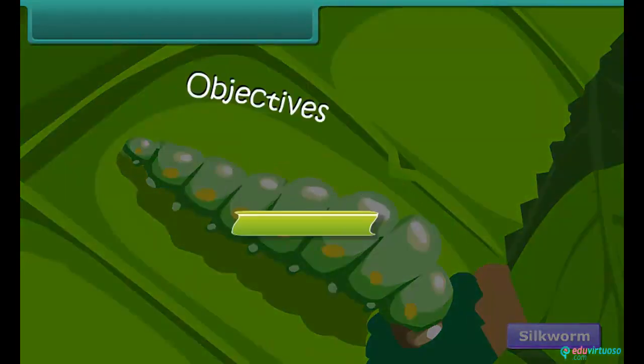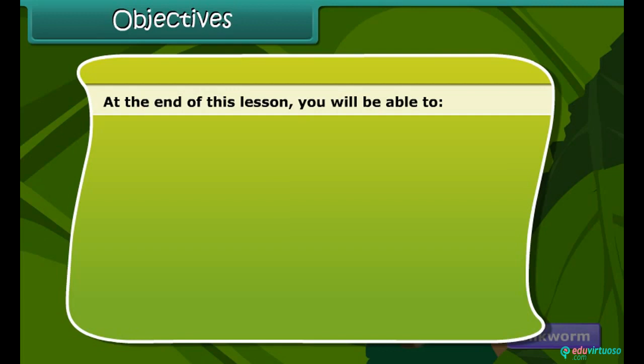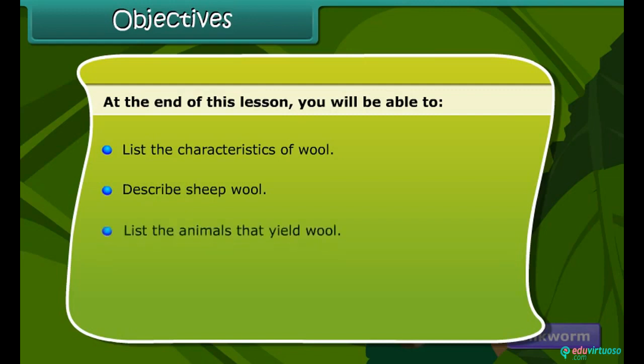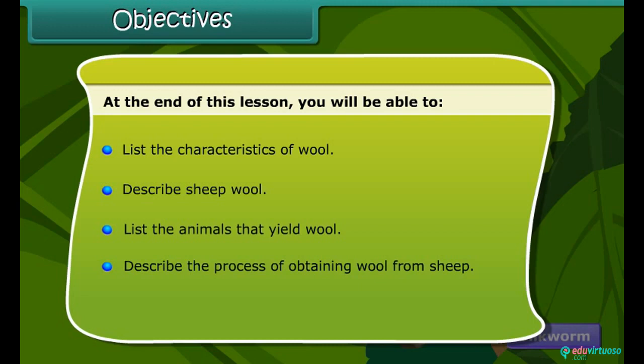Objectives. At the end of this lesson, you'll be able to list the characteristics of wool, describe sheep wool, list the animals that yield wool, describe the process of obtaining wool from sheep, explain the processing of fibers into wool.